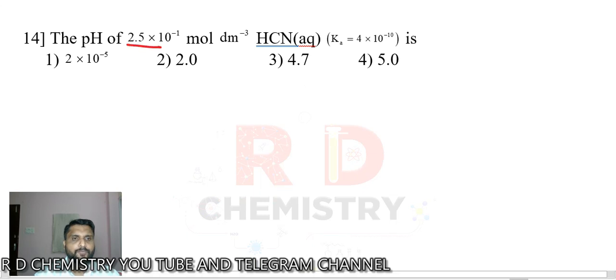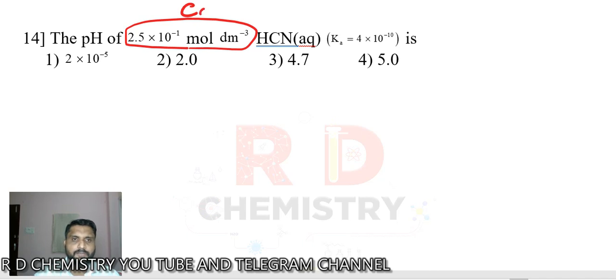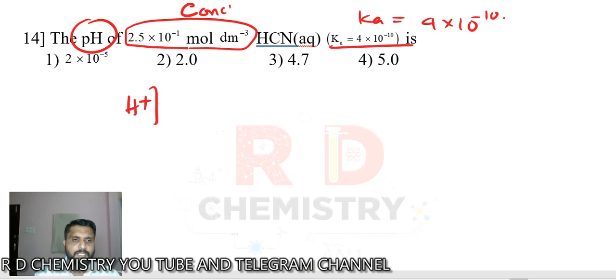pH of 2.5 into 10 power minus 1 mole per dm3. Mole per dm3 is given. That is a concentration term. The concentration term is given, and the K value is given. K is given as 4 into 10 to the power minus 10. Calculate pH. For pH you need H plus, correct? H plus, we have a formula.